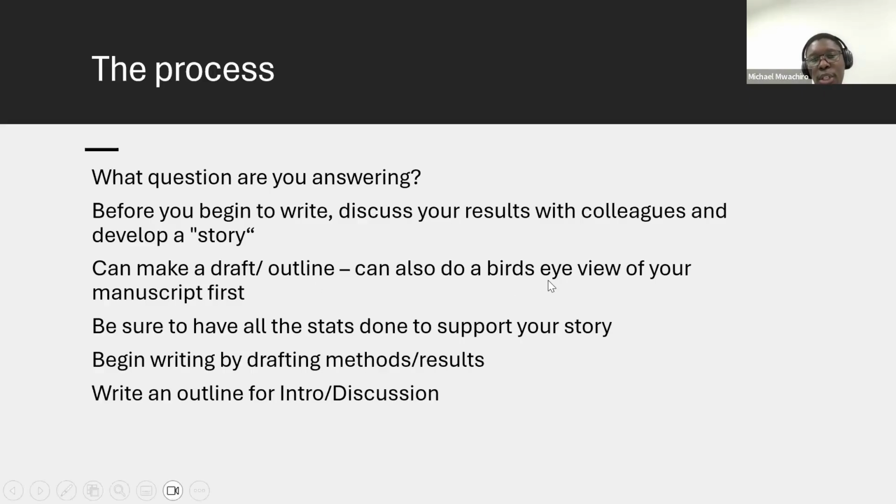I like this. I always do this, a bird's eye view of your manuscript. So, write out a draft general outline, and then you can begin filling in the spaces as you go along. And if you have multiple co-authors in your paper, this is also a good time to have them put in some input to your paper.